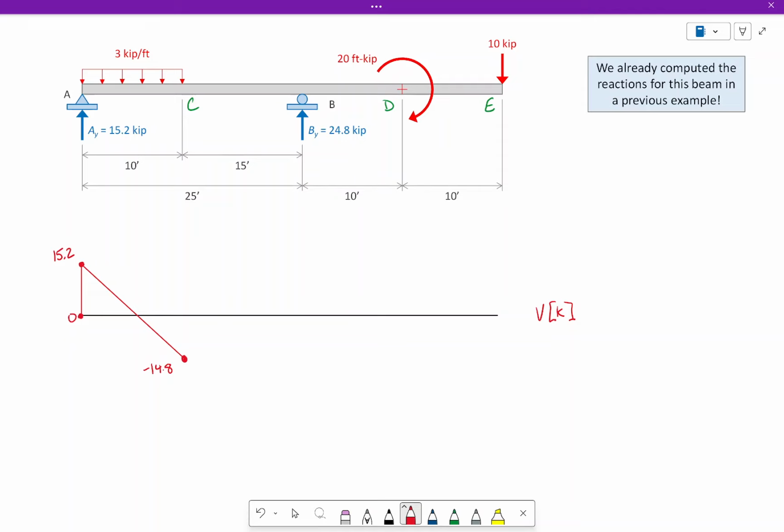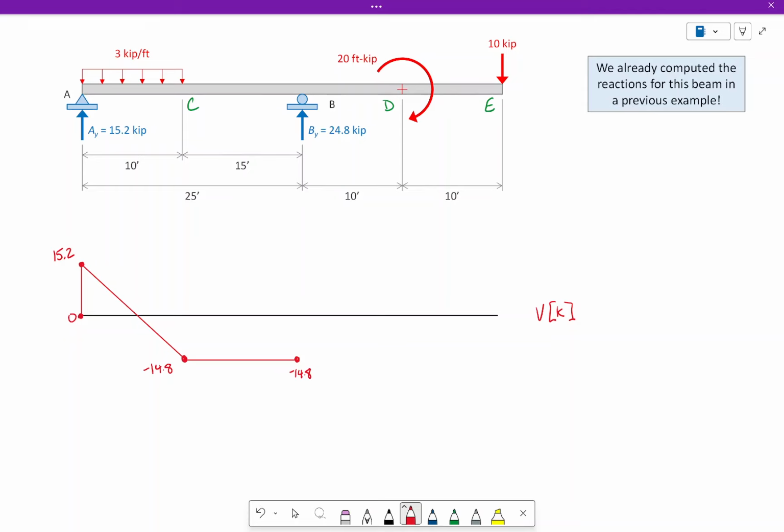All right, so what does the shear diagram look like between C and B? Just totally flat, totally horizontal, because there's no load. If there's no load, there's no change in shear. No change in shear means a horizontal line. Okay, so we're at negative 14.8.